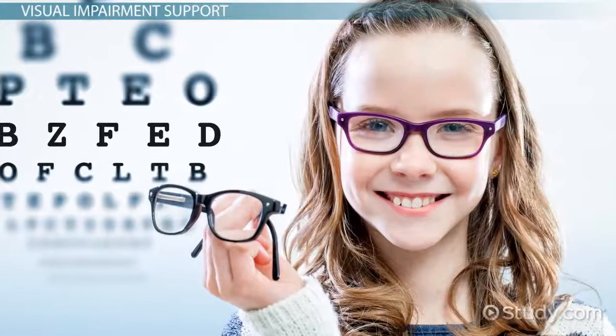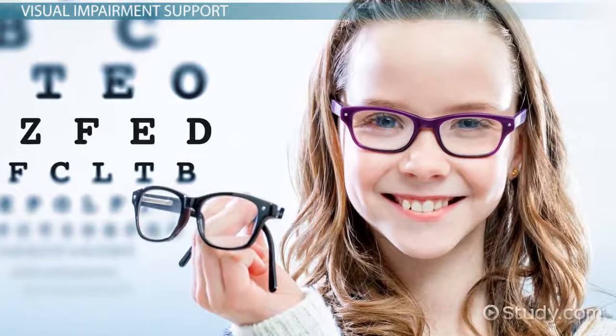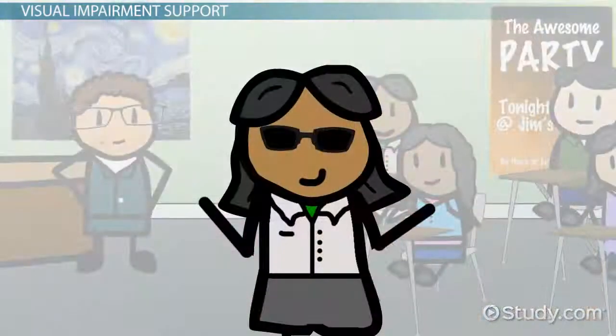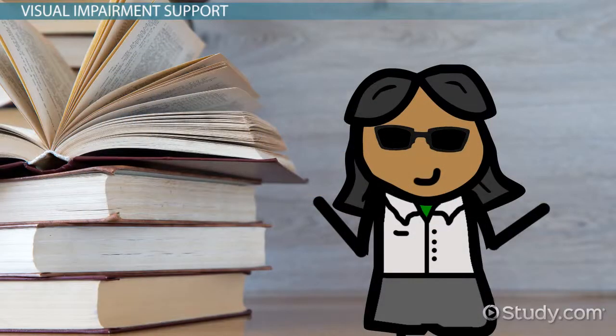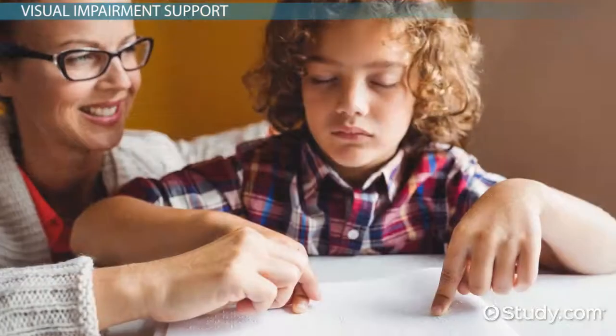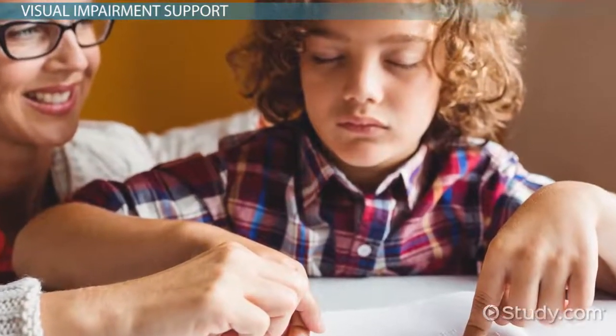We'll first look at assistive technology for visual impairment support. As an example, let's use Sally, a third-grade student who has been classified as visually impaired. Sally struggles to read books and complete assignments due to her disability. How can we help Sally succeed in the classroom?